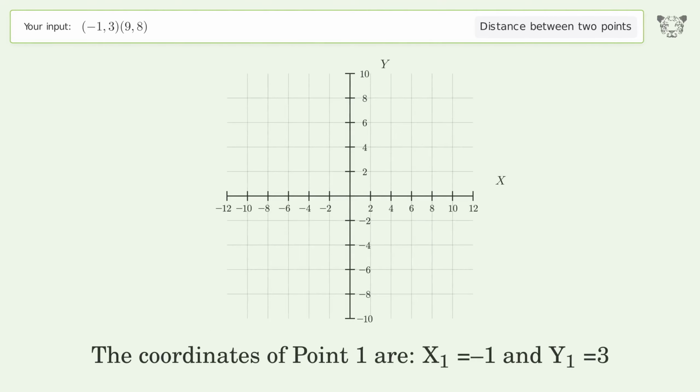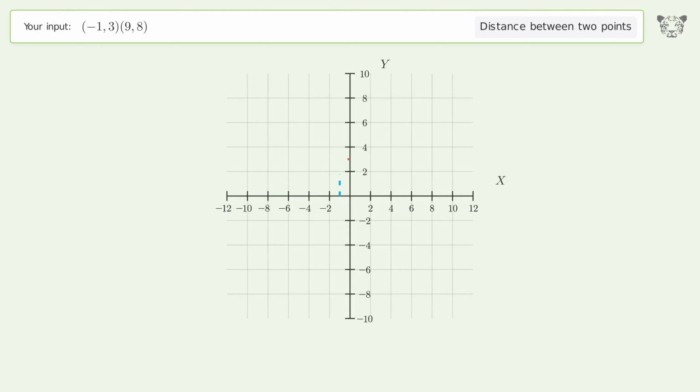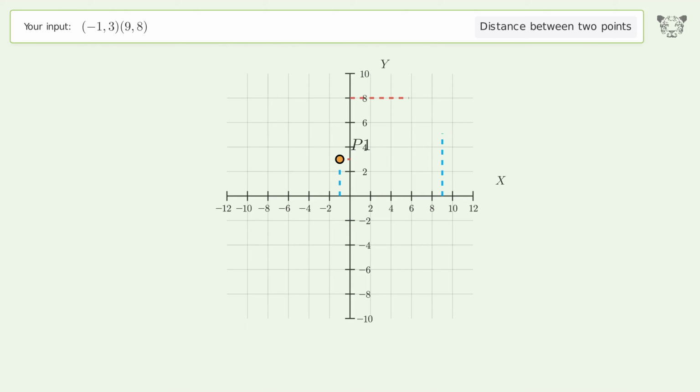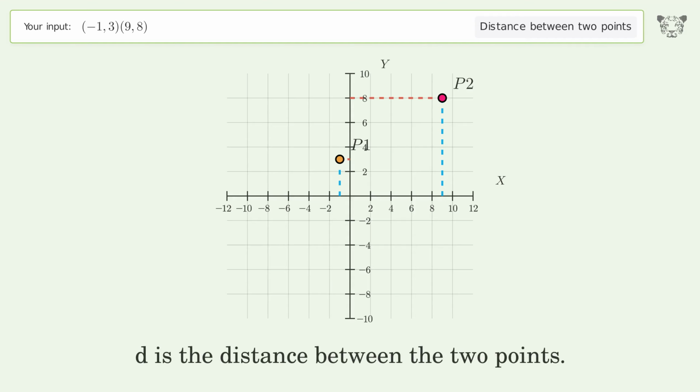The coordinates of point 1 are x1 equals -1 and y1 equals 3. The coordinates of point 2 are x2 equals 9 and y2 equals 8. D is the distance between the 2 points.